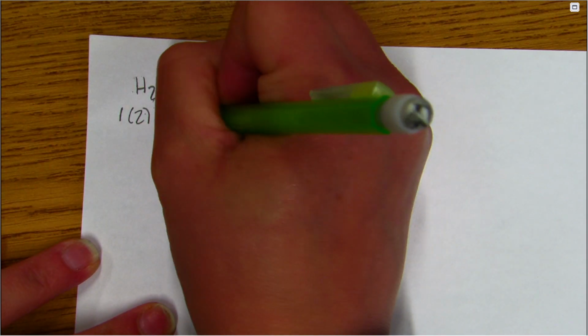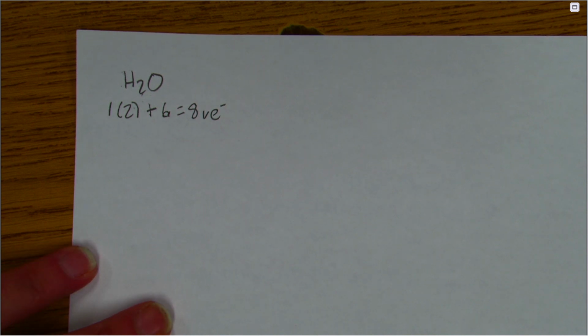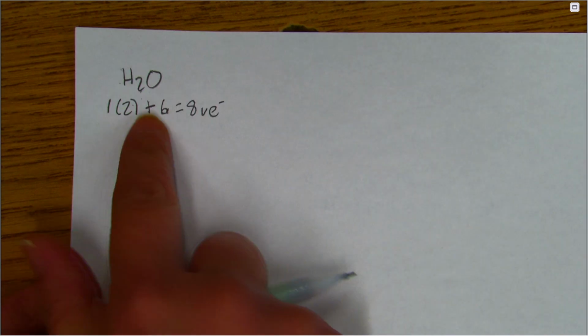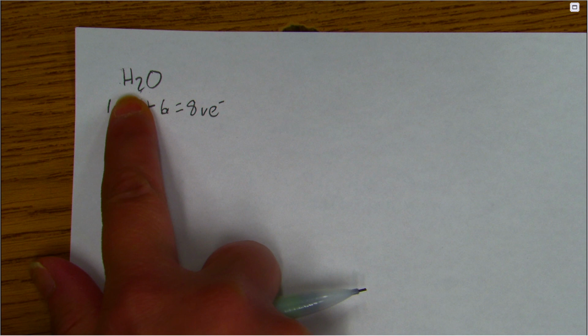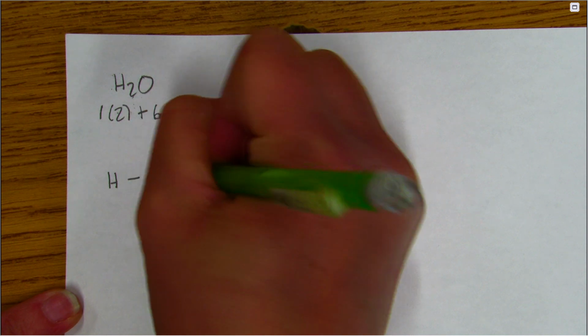So the total number of electrons in my structure cannot exceed or go below 8. 8 is the magic number. I cannot have less, I cannot have more. We will always start with a single bond. So hydrogen is in group 1A. Group 1A goes on the ends. So I'm going to put oxygen in the middle.